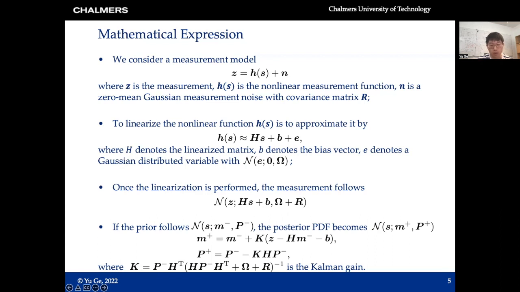If we also know the prior, then we can calculate the posterior mean and covariance using these two equations, where this K is the Kalman gain, which can be calculated by using this equation.